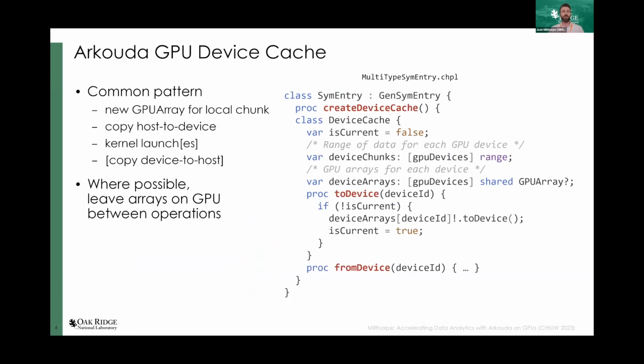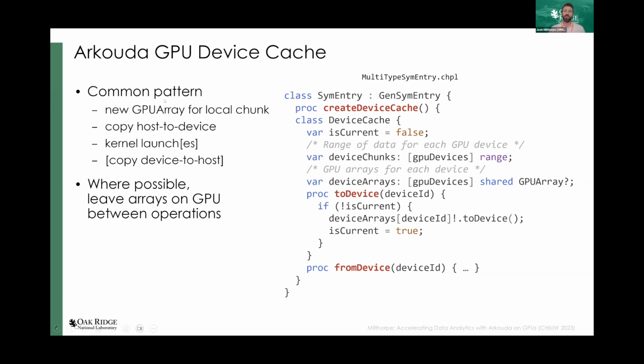Okay, so this is how we started using the GPU API. But what we noticed is there's a really common pattern when we're implementing our CUDA operations, that we need to create these GPU arrays to represent the local device chunks of our CUDA arrays. We're copying data from the host to the device. We're launching the kernel. We may launch multiple kernels, and then we may copy some outputs back from the device to the host. So we want to represent this pattern so we're not writing a lot of boilerplate every time. We also, if possible, would like to leave data on the GPU rather than transferring backwards and forwards unnecessarily between operations. So what we created was a thing called a device cache.